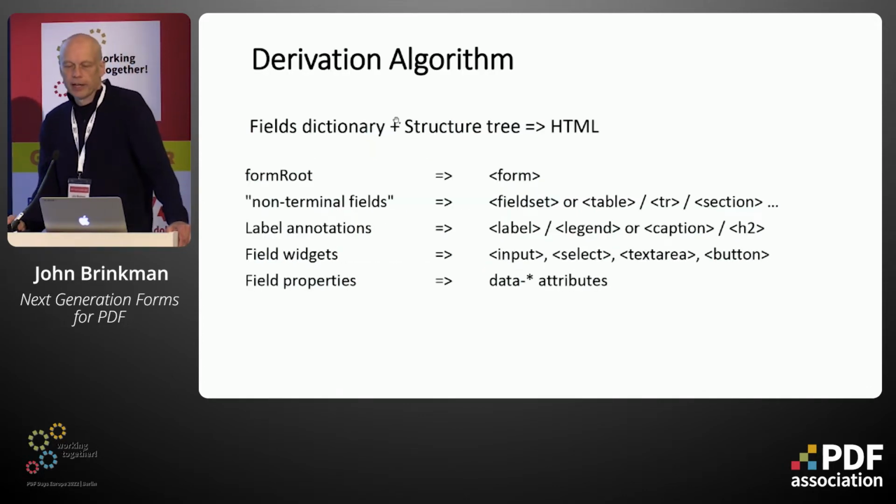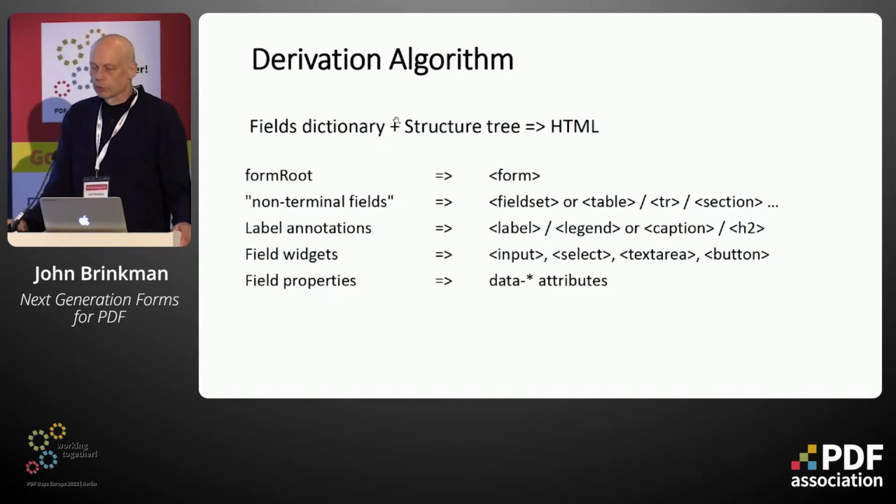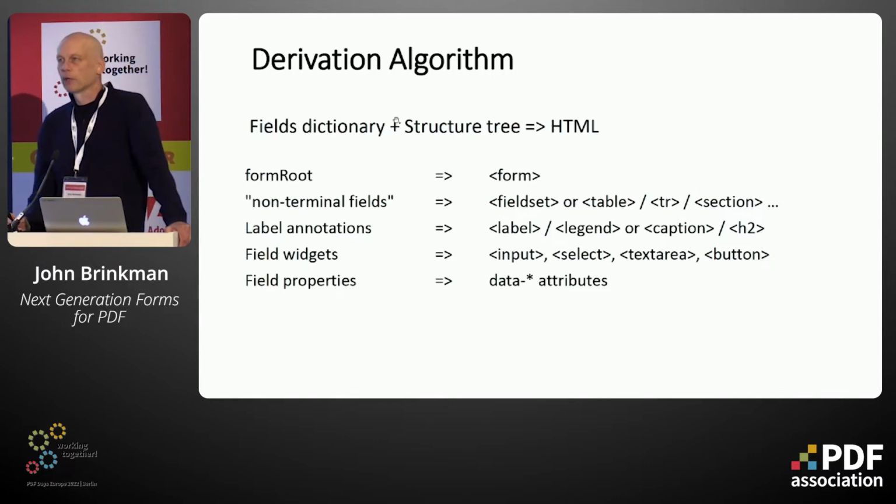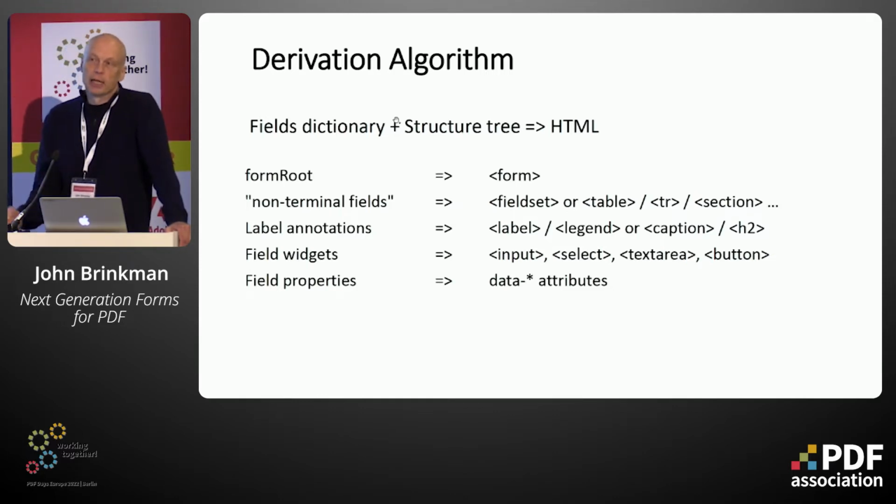Now onto derivation, and this is probably a little bit outside the scope of our working group because this is probably in the domain of the derivation or reflow group. But the general mappings are, of course, a form root would map to an HTML form element, and a non-terminal field would most of the time map to a field set, but it could also be some other HTML grouping element like a table or a row or a section. Similarly, a label most of the time will translate to a label element, but could also be a field set legend or a table caption or a section header.